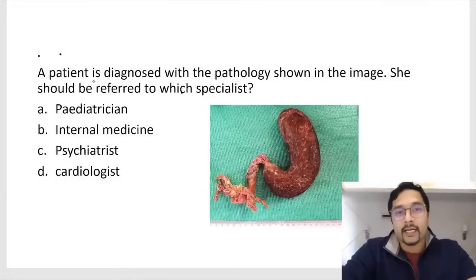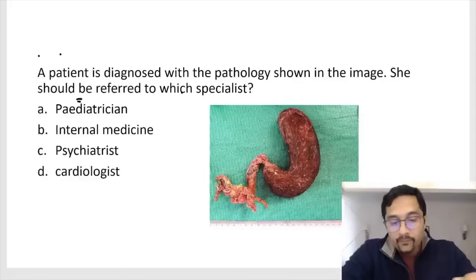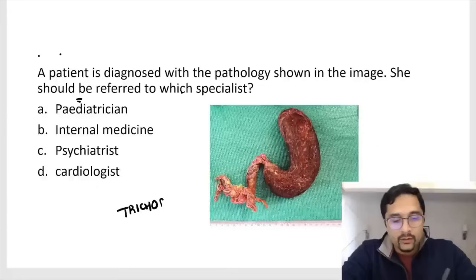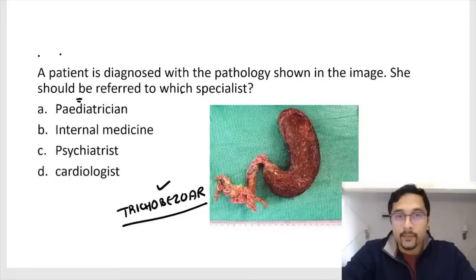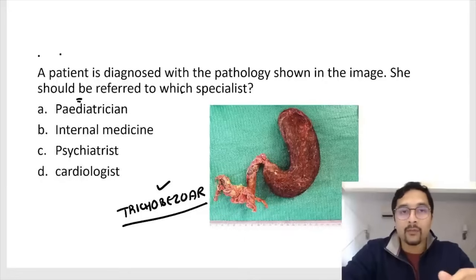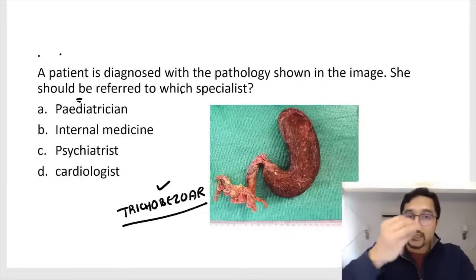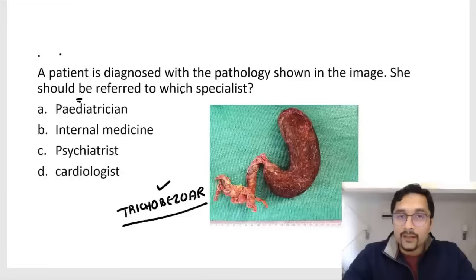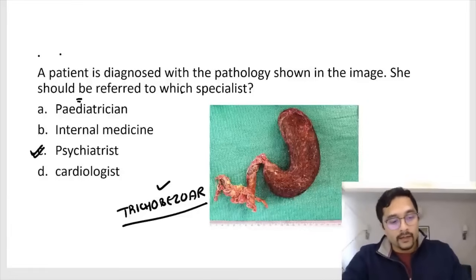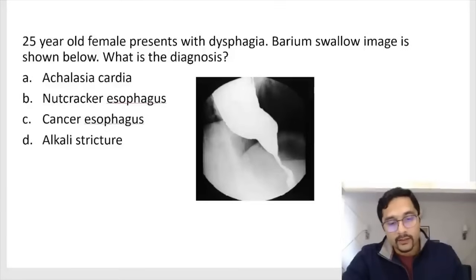A patient is diagnosed with the pathology shown in the image. Which doctor should the patient be referred to? You can see that this is trichobezoar. Trichobezoar is when there is a hair ball inside the stomach. And why is this hair ball forming? Because the patient is eating his or her own hair. So this is a psychiatric problem of trichophagy, which is why the referral will go to a psychiatrist.